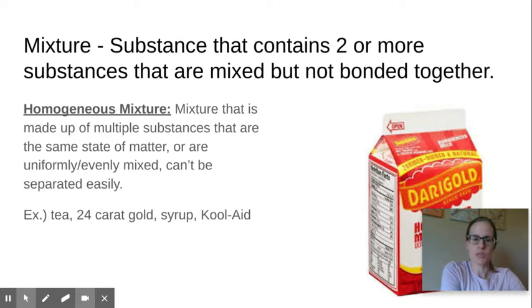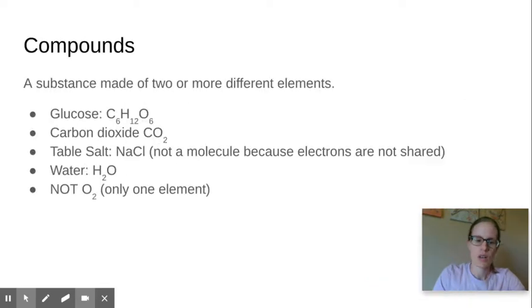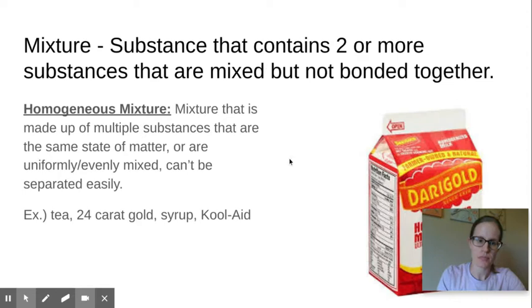Let's talk about mixtures. Mixtures are substances that contain two or more substances that aren't bonded together. So here, with these compounds and molecules, the elements are bonded together. The atoms are either sharing electrons and attached to each other, or they're transferring electrons, and they're attracted by a positive and negative attraction. Mixtures, though, you've got two substances or more. They're together in space, but they're not actually physically bonded to each other. There are two types of mixtures.